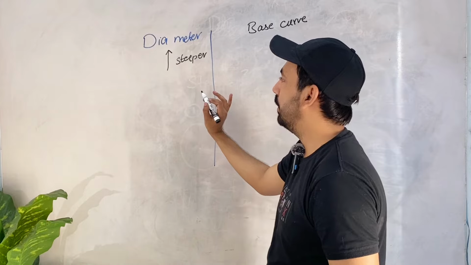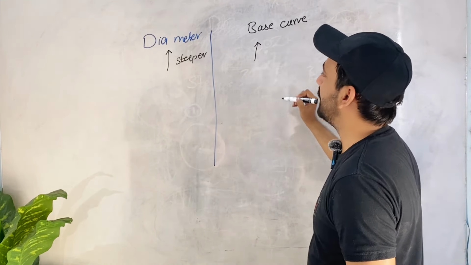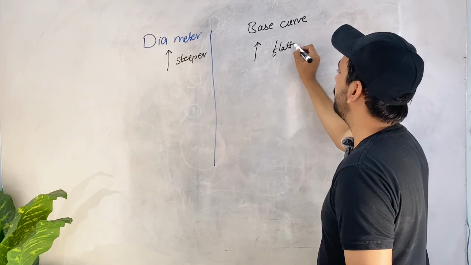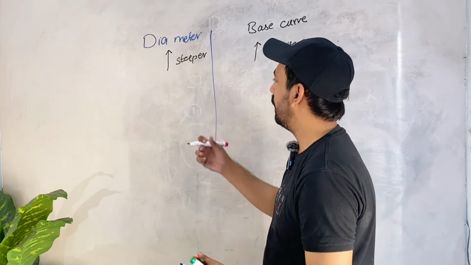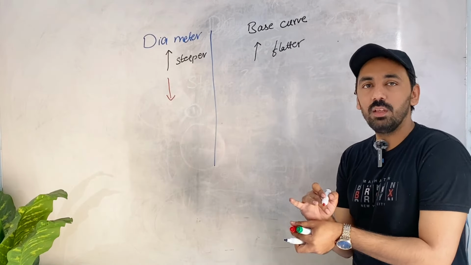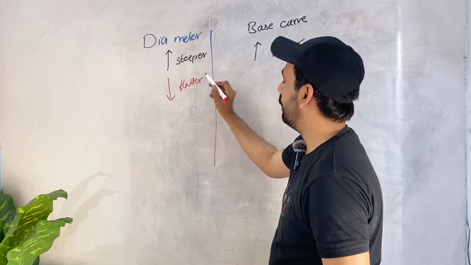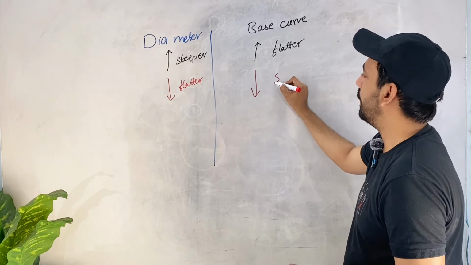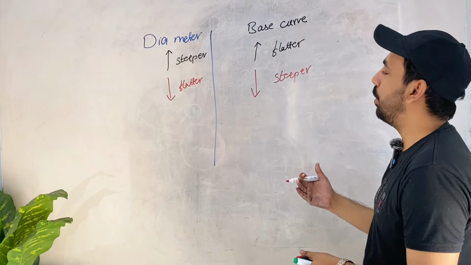You have the concept, right? And for example, if I increase the base curve, my lens will be more flatter. Now the second is, if I decrease the diameter, the lens will be more flatter. The lens will be flatter. Now base curve, if I decrease the base curve, the lens will be more steeper, right? We have already discussed these concepts.